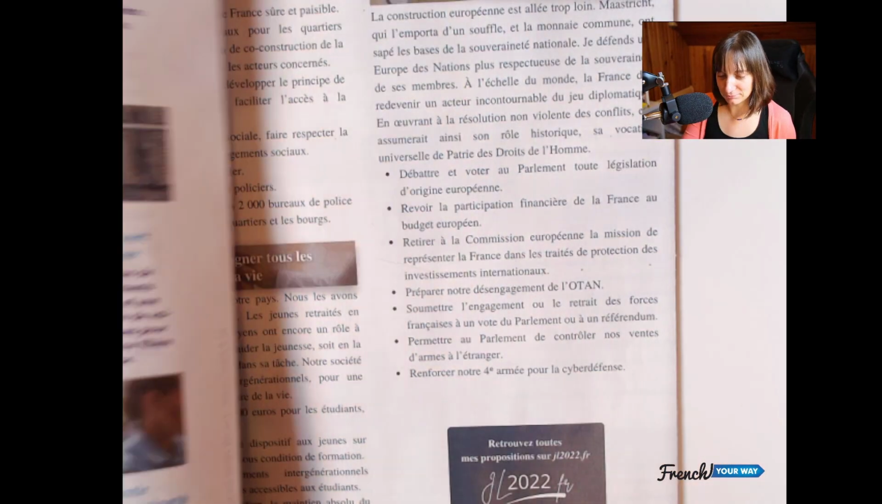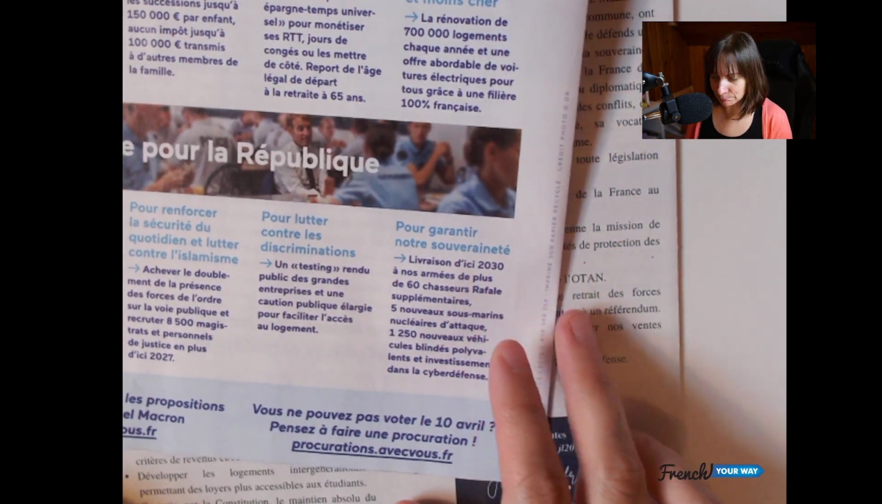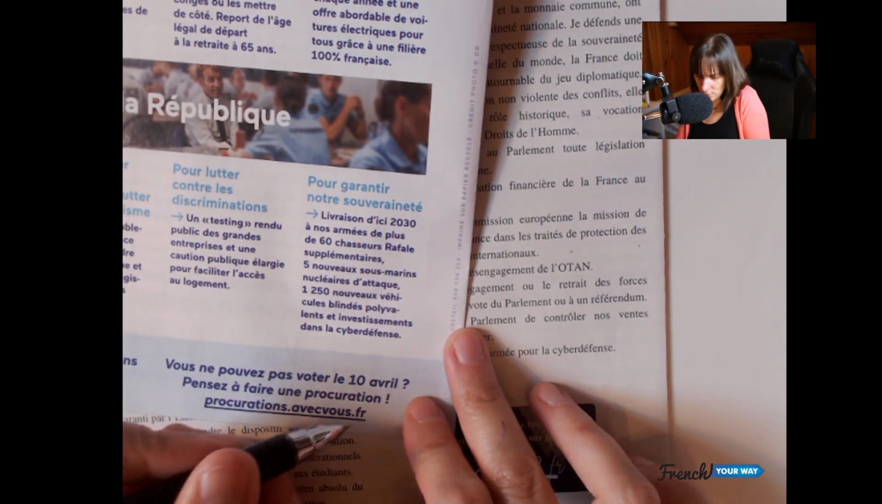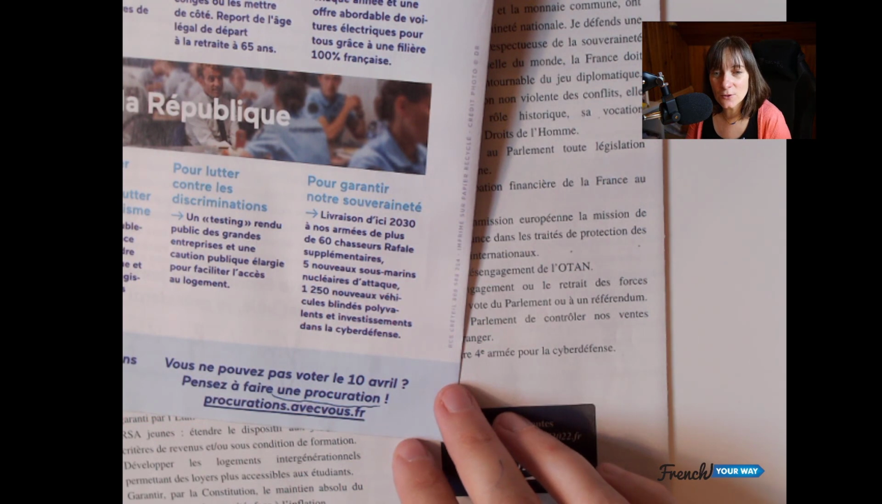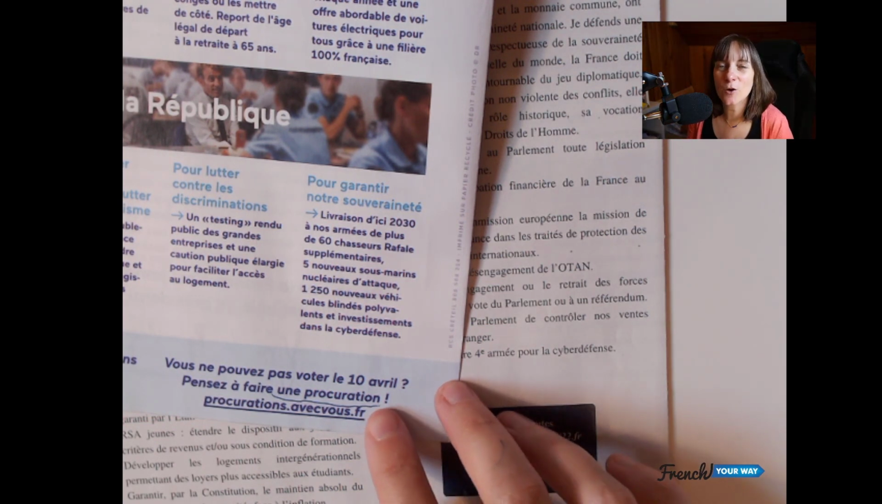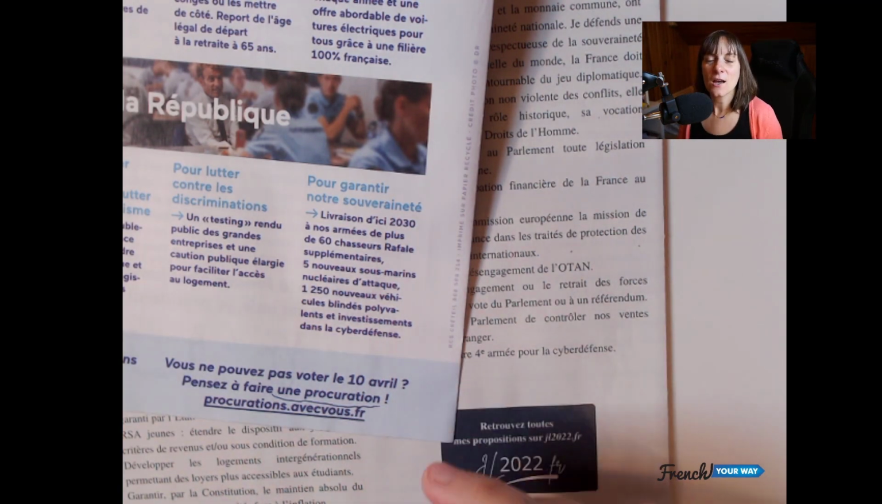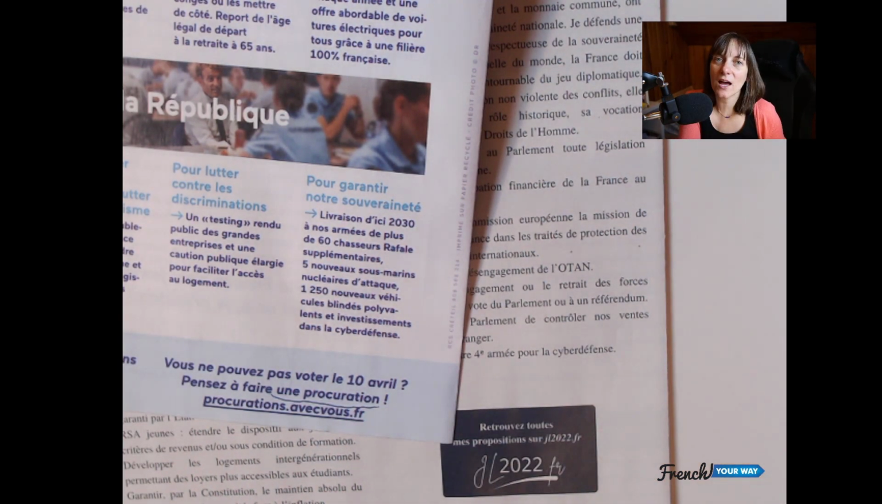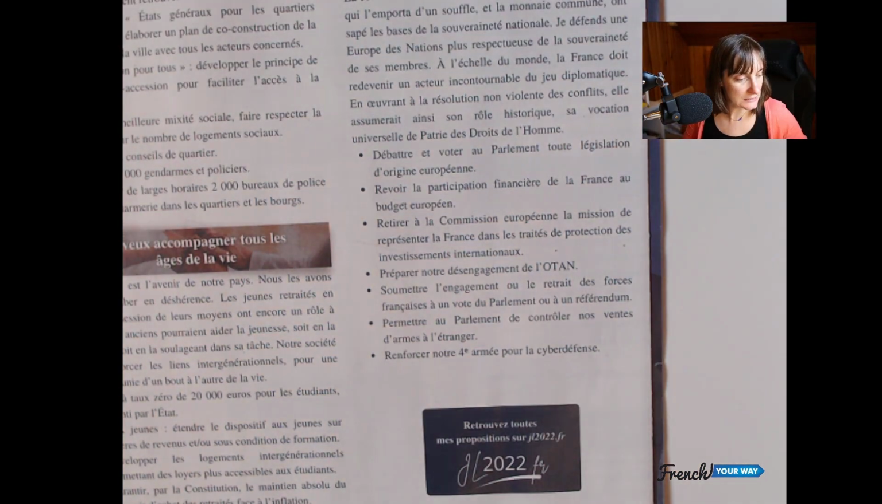Voilà. The back page also shows, you're going to learn a word here, une procuration. Vous ne pouvez pas voter le 10 avril. Pensez à faire une procuration. So think about a proxy vote. Vous pouvez voter par procuration, to vote by proxy. That is to nominate someone to vote on your behalf. Yeah, trust me, Emmanuel, that's what I'm going to do. To try to make sure you don't pass the first round.